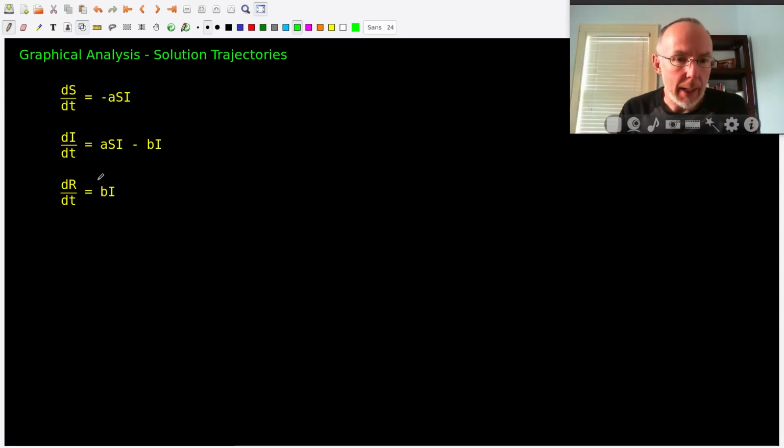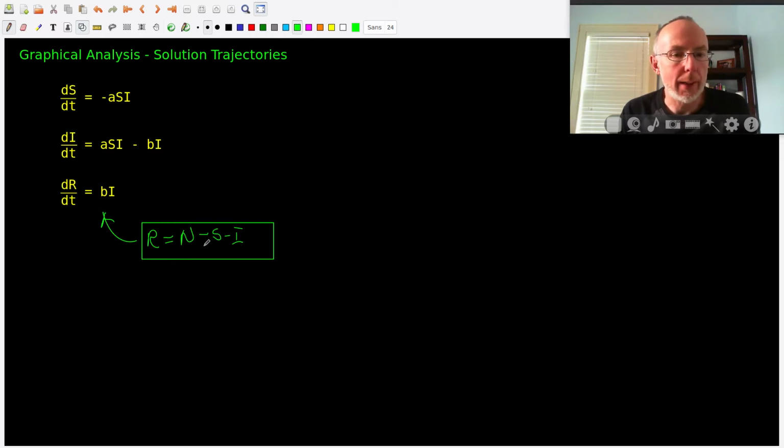But if you look at this last equation, it's kind of redundant because we know that R plus I plus S is equal to n. And n is a constant, and that's terrible handwriting, but if I know what S and I are, then I can calculate R. It's just what's left out of the population. It's everyone in the population who's not susceptible or infected. It's the ones who recover. They're just the people left over from that group.